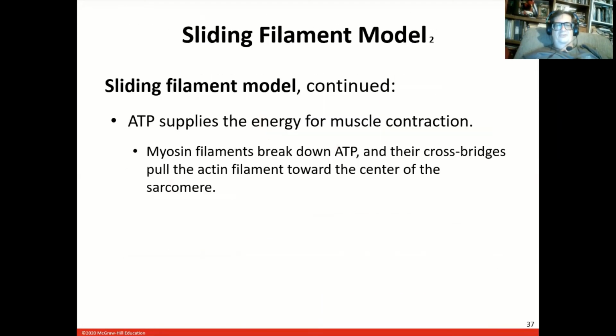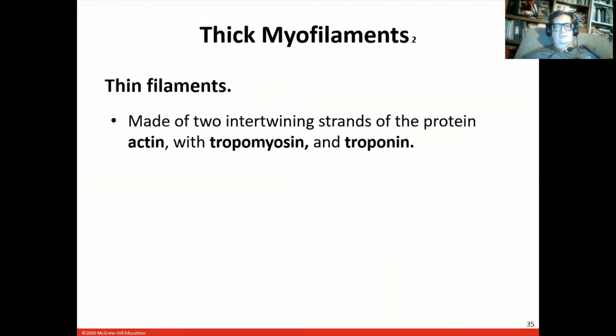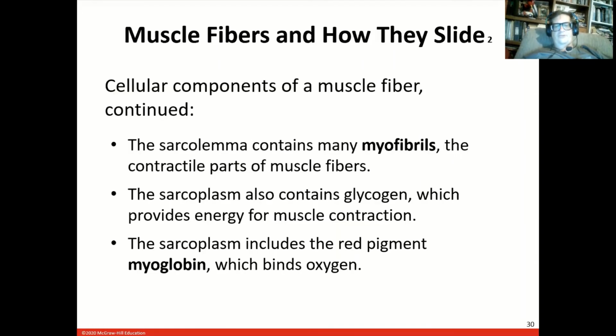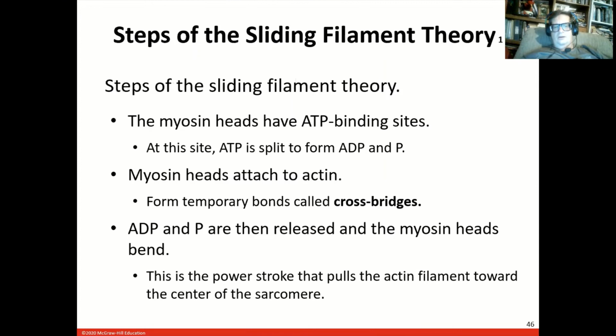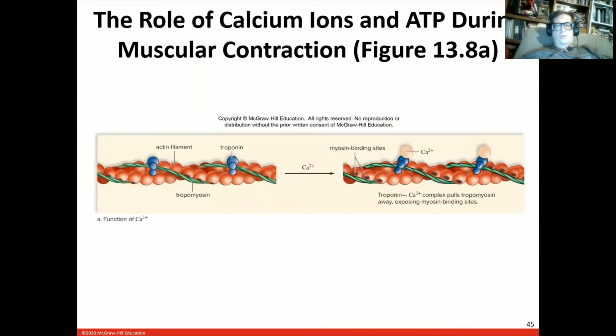We'll move back so we get to the... So thin filaments are made out of a twisted pair of actin. And on top of that, you have the troponin and the tropomyosin. Let's look at it again. And what you see right here, the troponin and the tropomyosin.